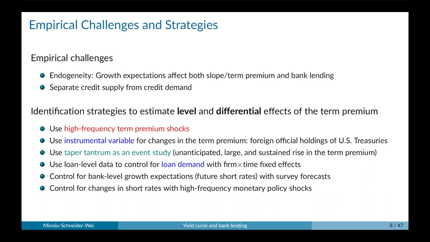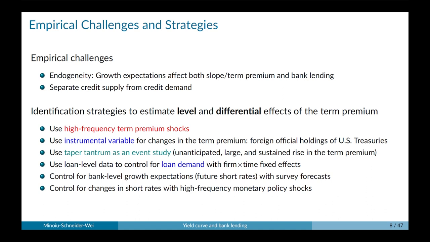And the second challenge is to separate credit supply from credit demand effects. And in particular here, we're going to deploy some loan level data that will allow us to hold credit demand at the firm level fixed. So the identification strategies we will deploy are manifold. There are maybe two or three. So we're going to give you a portfolio of evidence that hopefully corroborates the testable implications of the model. And in a sense, I invite you to pick your favorite and to criticize the one that you don't find convincing.